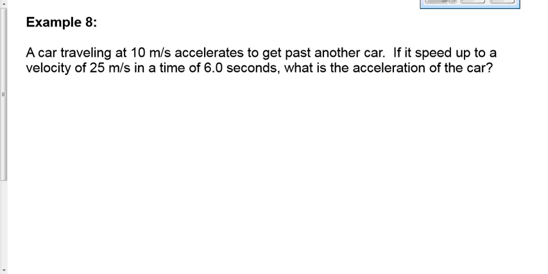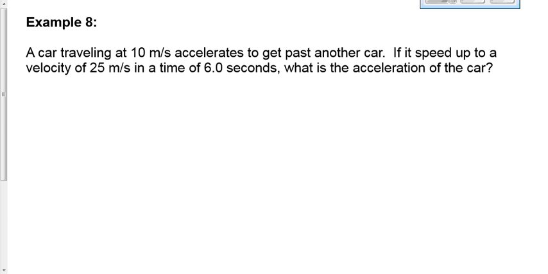Let's just do one example and then we'll call it a day. Example number 8 in your booklet says a car traveling at 10 meters per second accelerates to get past another car. If it speeds up to a velocity of 25 meters per second in a time of 6 seconds, what's the acceleration of the car?